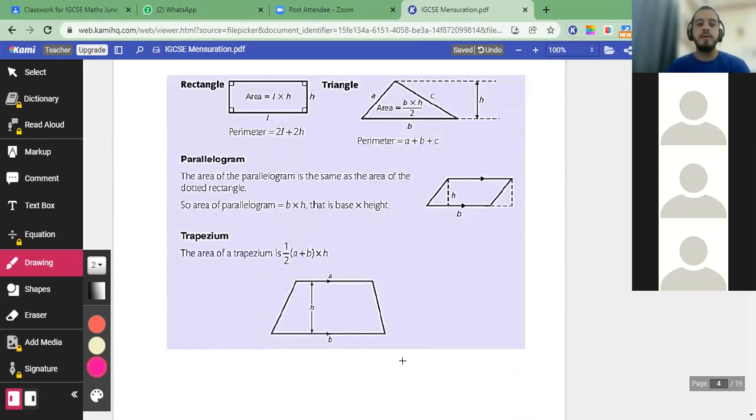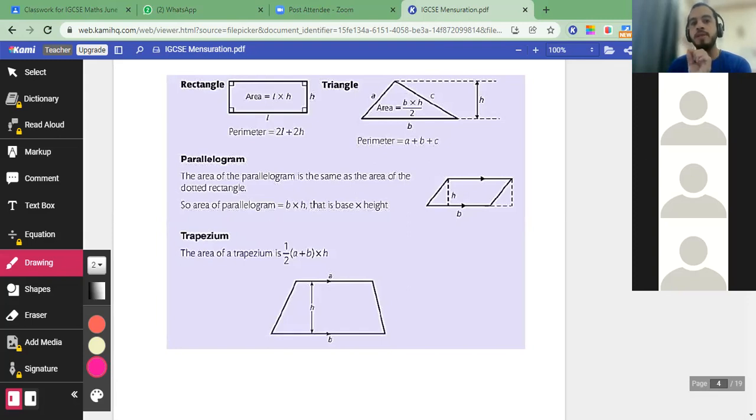Here the 2D shapes: rectangle, triangle, parallelogram, and trapezium. You suppose you know those because you need to memorize them, because some formulas will be written in the paper if you need it. But those you need to memorize.